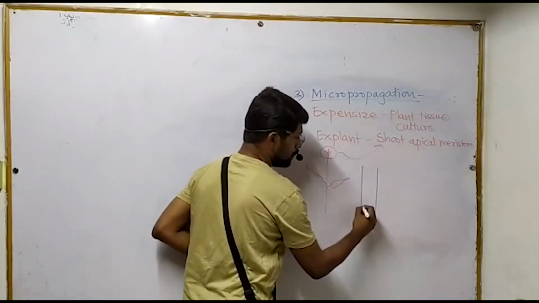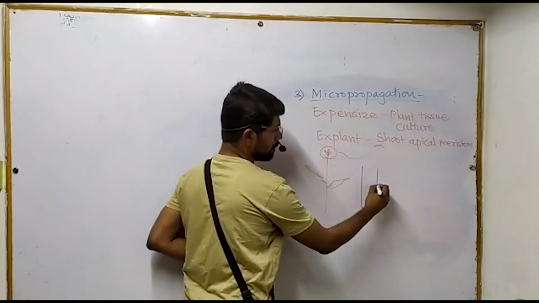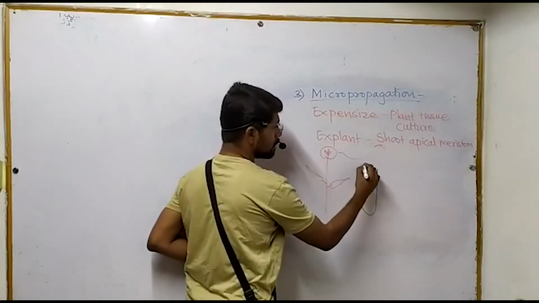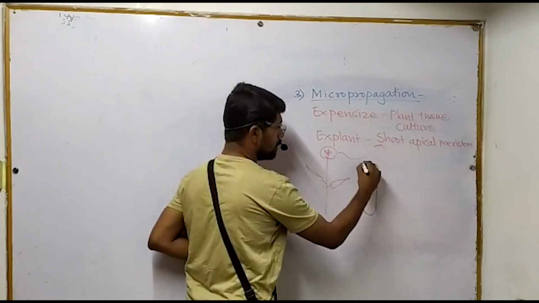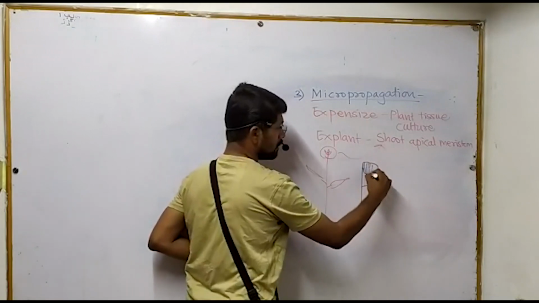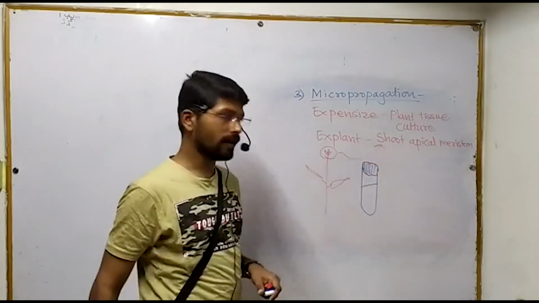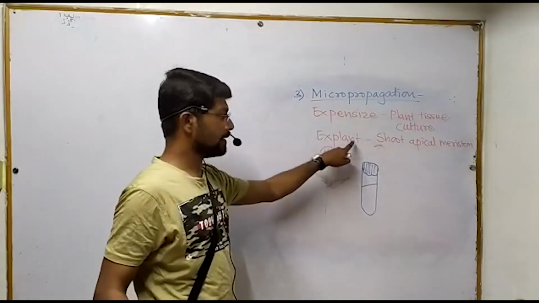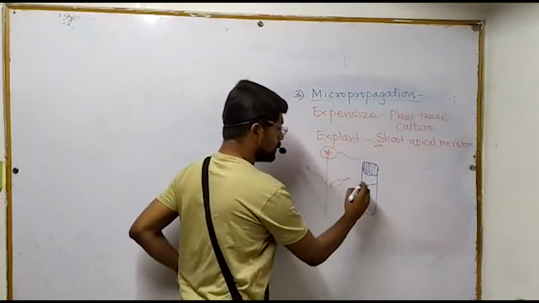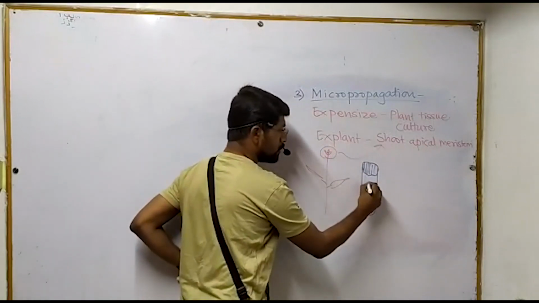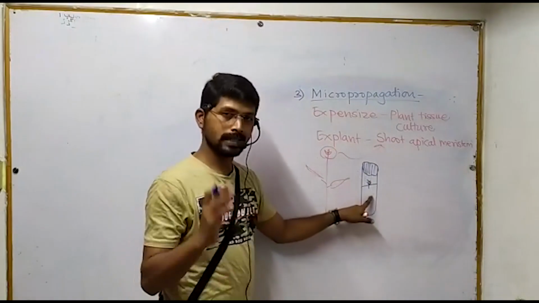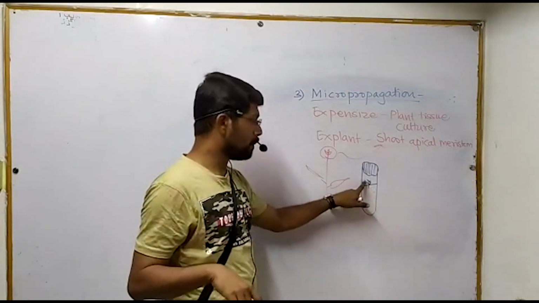The artificial nutrient medium, culture medium, is produced, and this culture medium is kept in a culture vial. This excised shoot apical meristem, which we call the explant, is transferred to the artificial culture medium and allowed to grow. The nutrients present in the culture medium are absorbed by the plant.